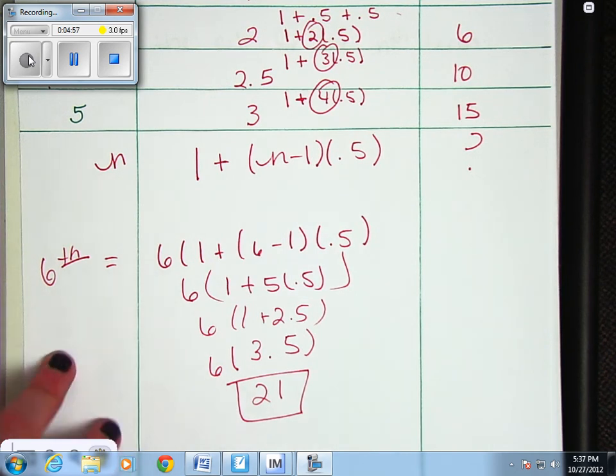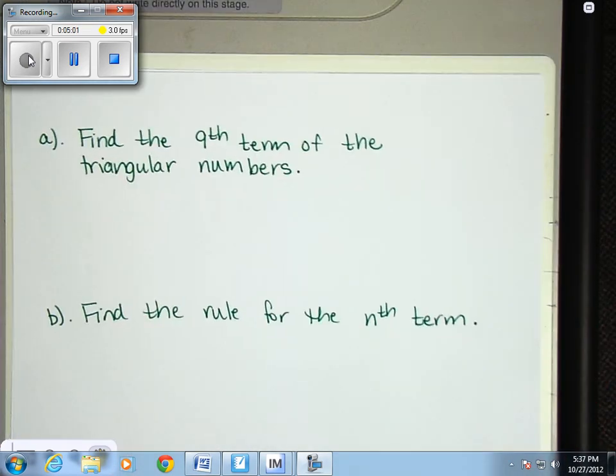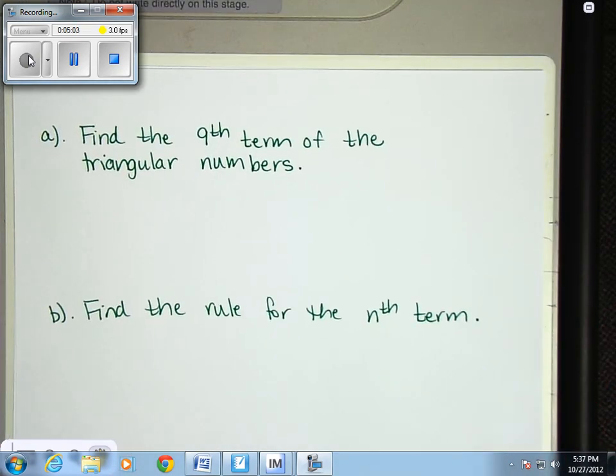Alright, so the next thing I want y'all to do is get in partners and answer these two questions for the last 15 minutes of class. Part A, find the ninth term of the triangular numbers, and Part B, find the rule for the nth term. So y'all go ahead and work on that.